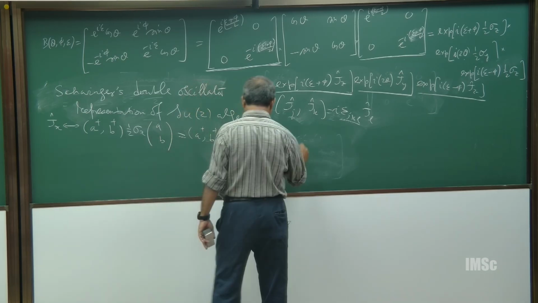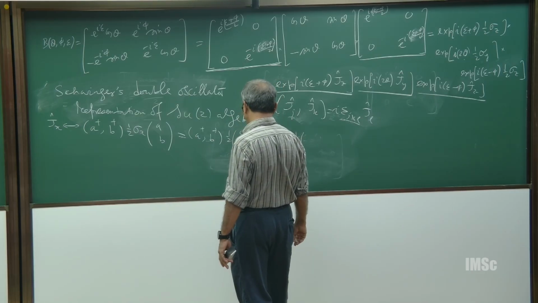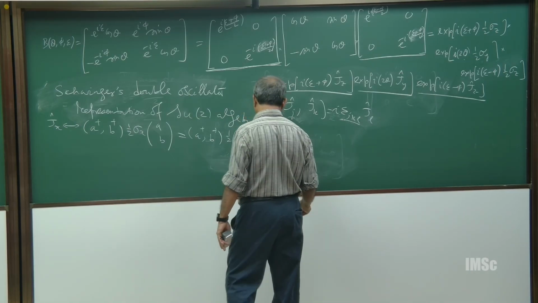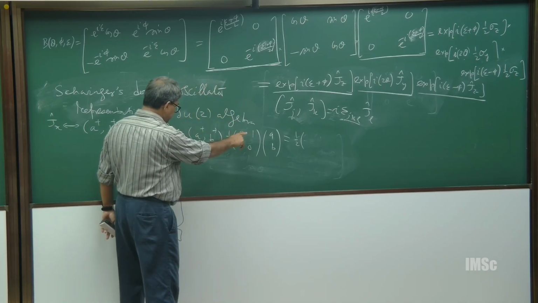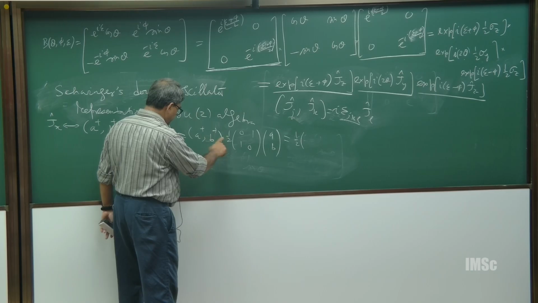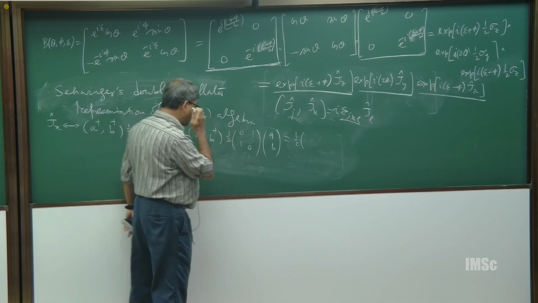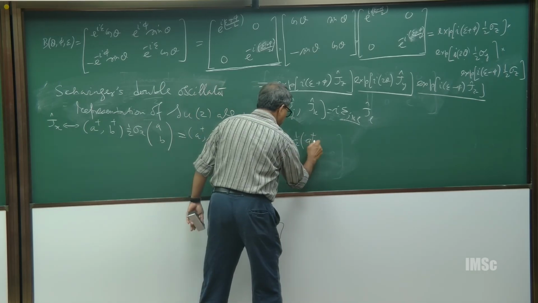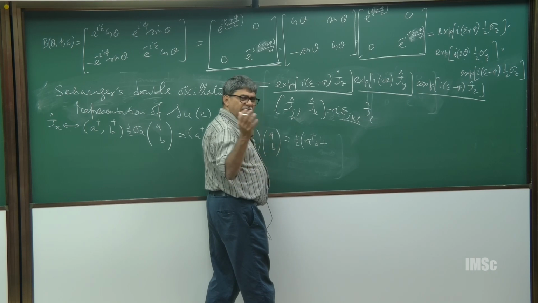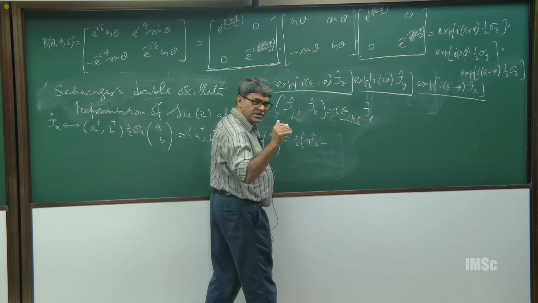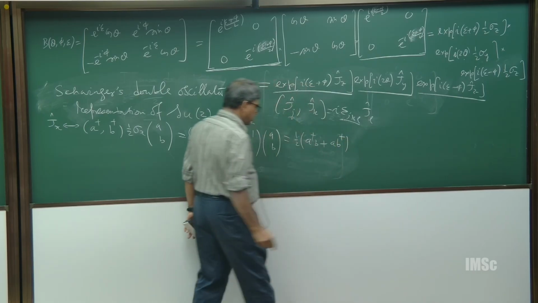What is this? It must be something of A dagger and B dagger: A dagger B plus B dagger A. B and A commute because they are two different modes. So, plus A B dagger, right? Is this clear?